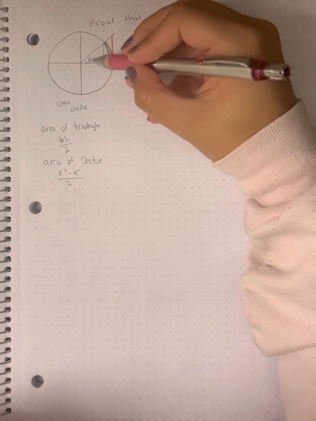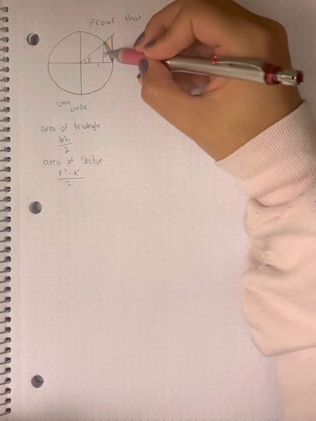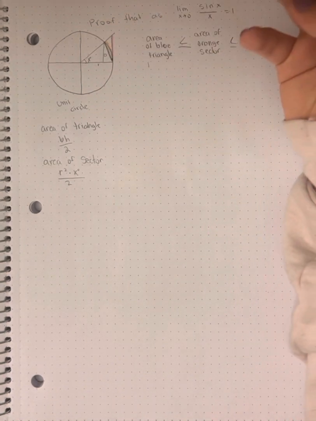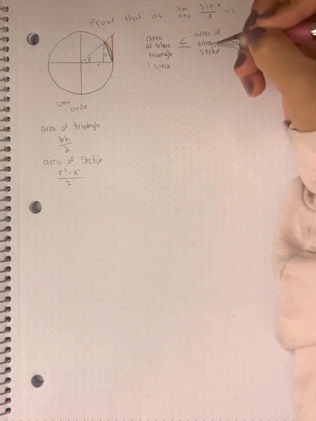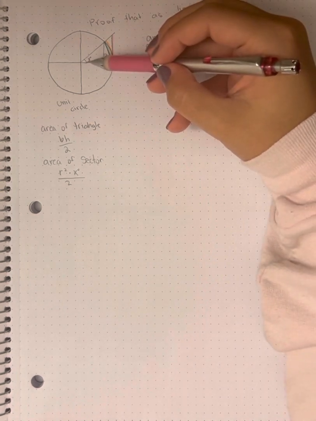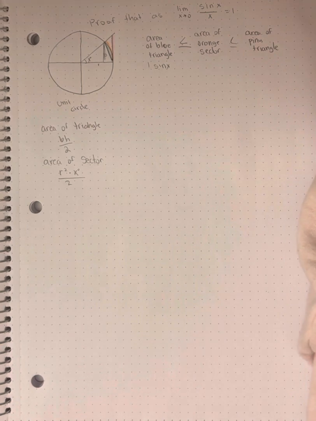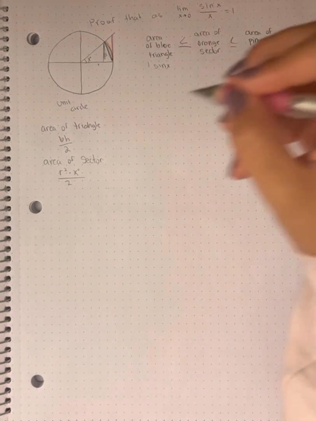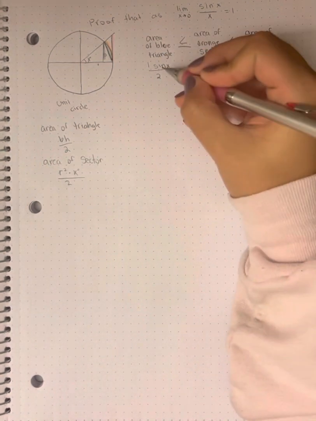We know that our height has to be equal to the y value of this degree, right? So we can represent that by saying it's sine of x degrees, because this is just the y value at x degrees. So 1 times sine of x, divided by 2, is the area of our blue triangle.